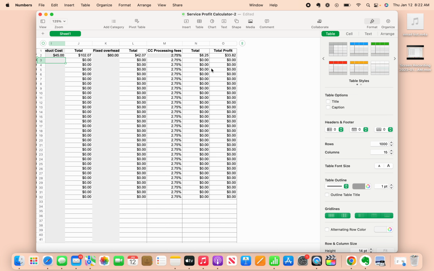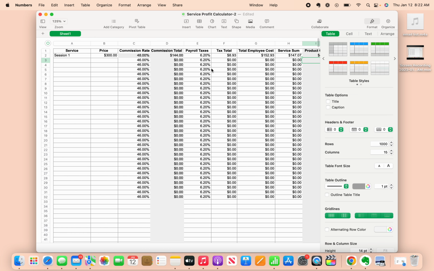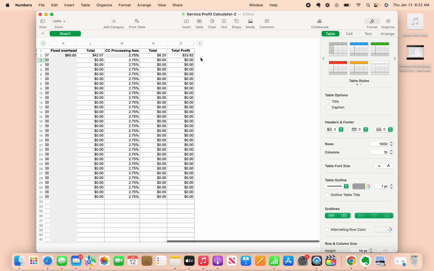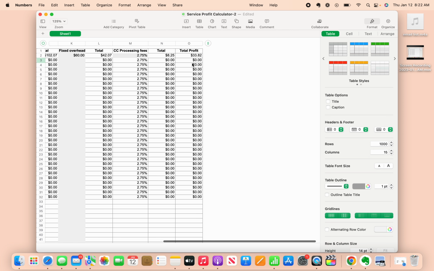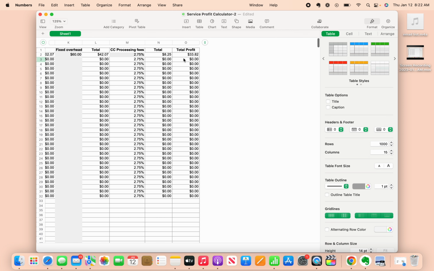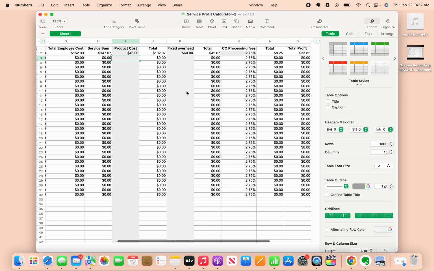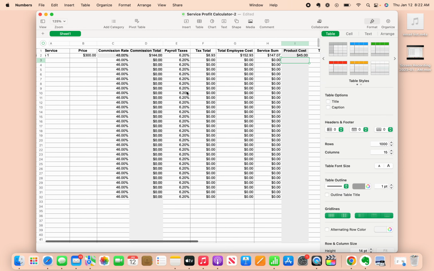So as you can see, on a $300 service, after this calculator, the leftover amount for you as a salon owner is $33.82. So this is why it's so important that we know our profit margin. For this $300 service, we have around an 11% profit. So knowing our numbers helps us price accordingly.